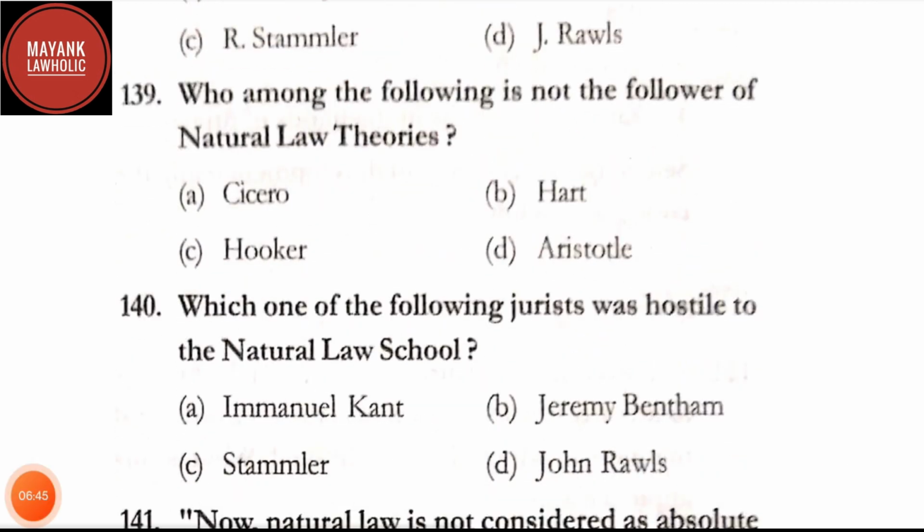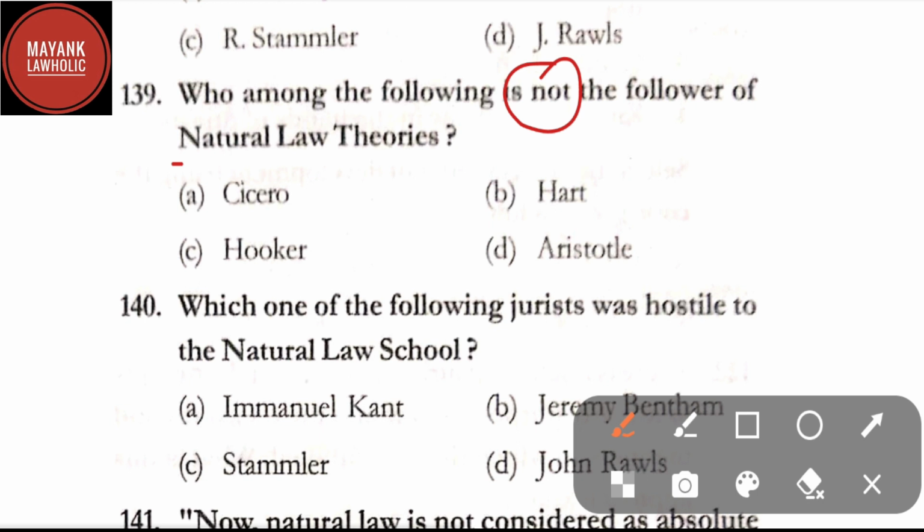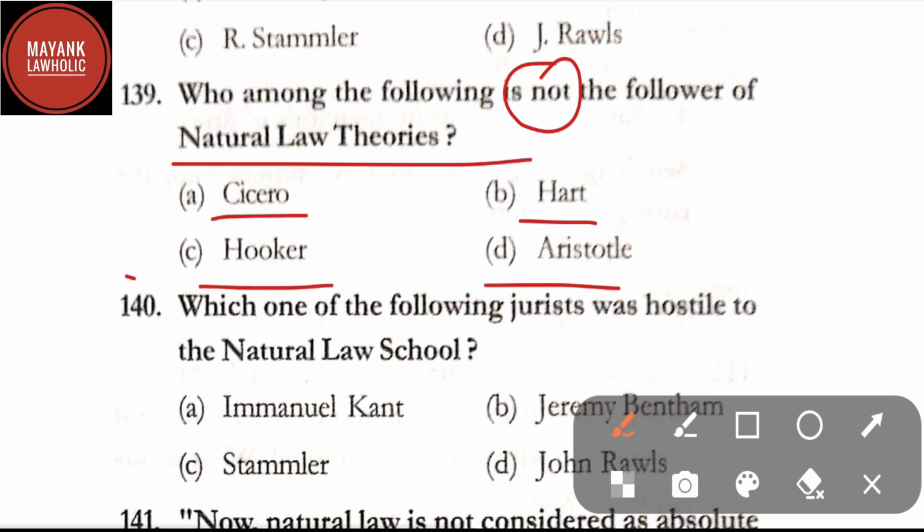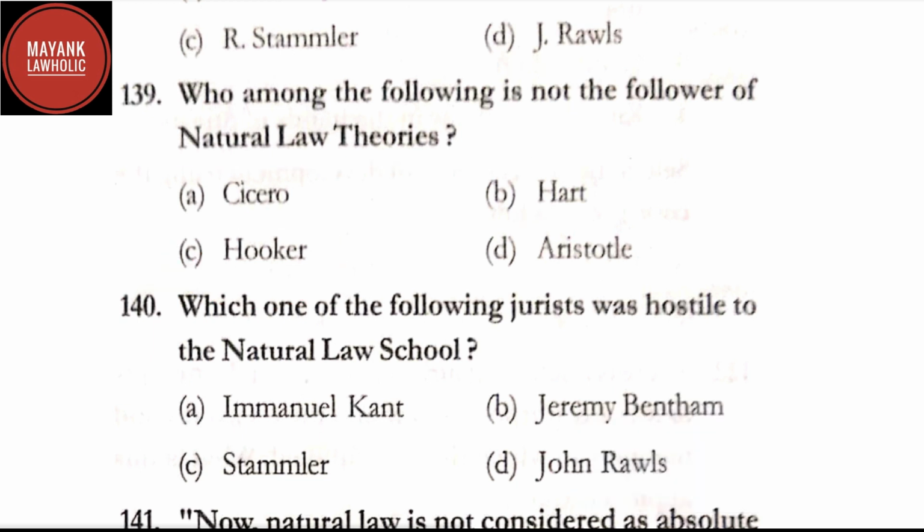Question number 139. Who among the following is not the follower of natural law theories? Option A, Cicero, option B, Hart, option C, Hooker, and option D, Aristotle. Here in question number 139, the correct answer is option C, that is Hooker.